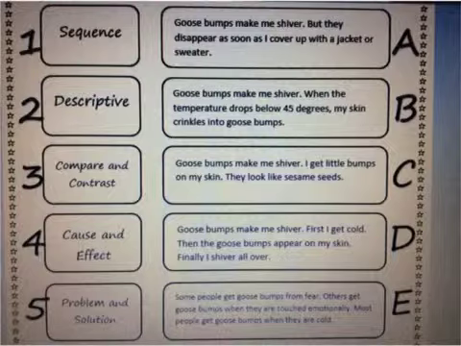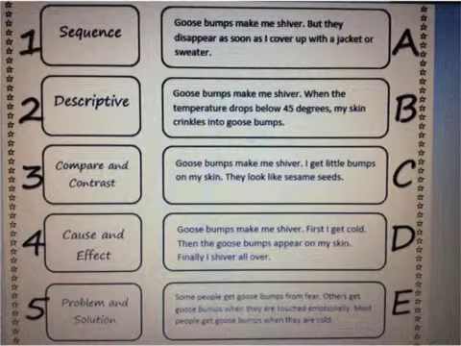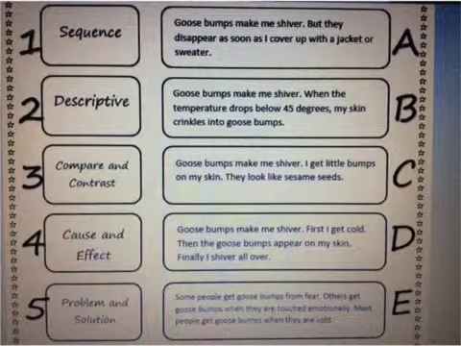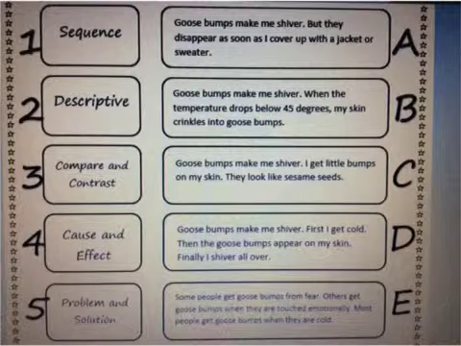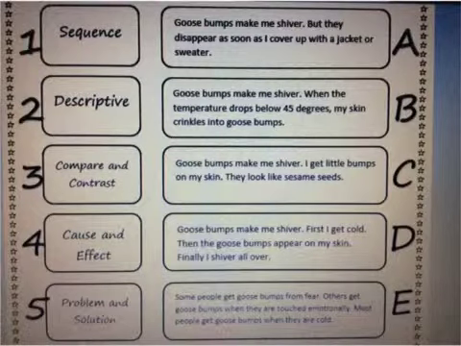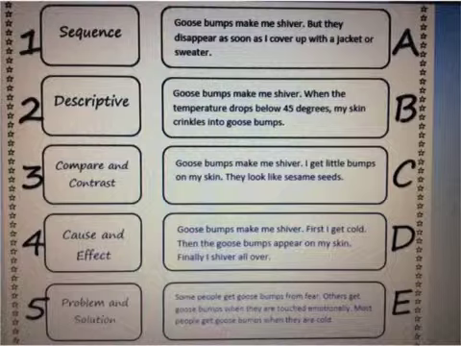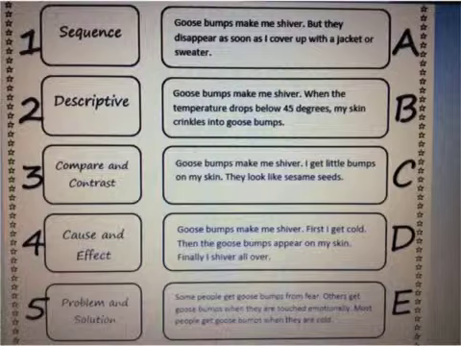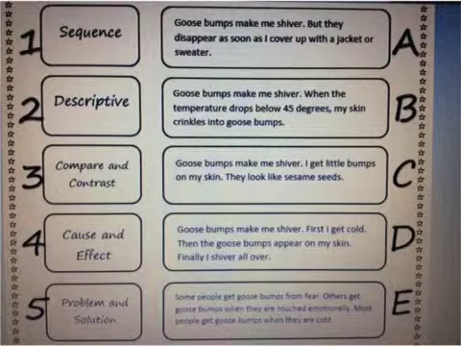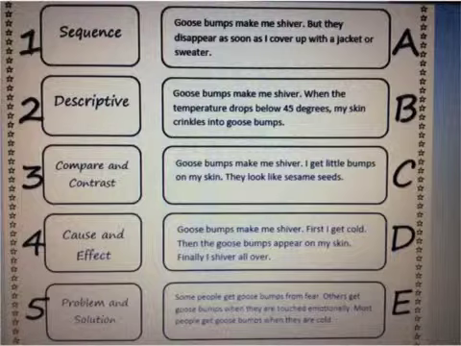Now I'm looking for what is the purpose of this little 2-sentence blurb here. I don't feel like it's describing goosebumps, so I'm going to say it's probably not descriptive. I don't feel like it's really giving steps in order for how goosebumps develop, so it's probably not sequence. It's not really comparing something to goosebumps, so I don't think it's compare and contrast. Maybe it could be cause and effect. Goosebumps make me shiver. That could be the effect.